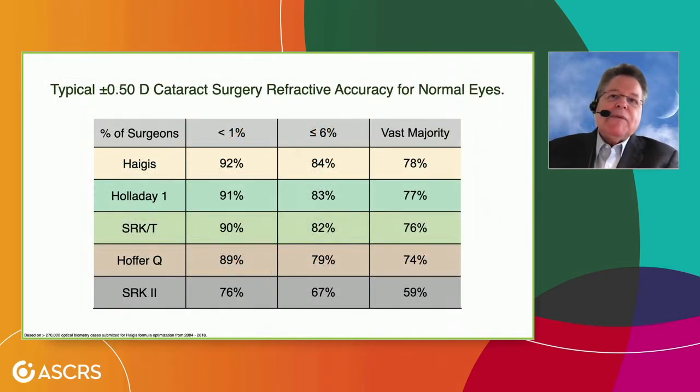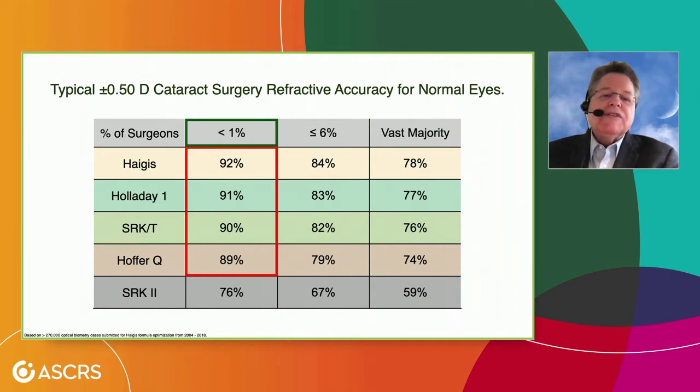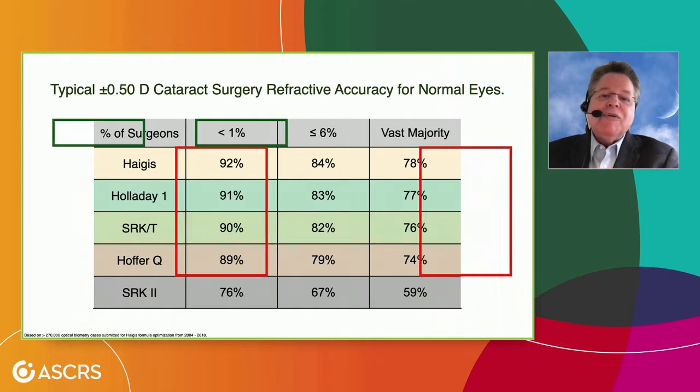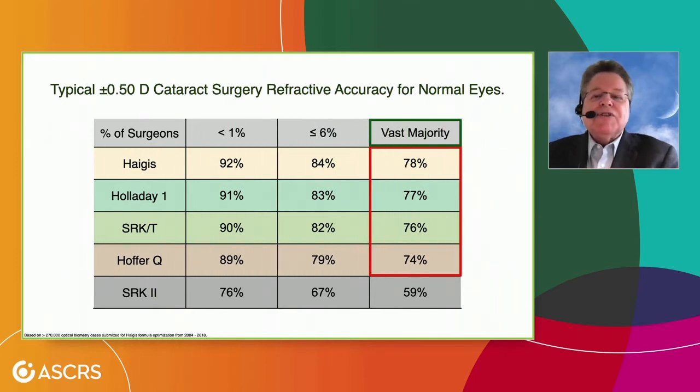And from the Haigis formula optimization database, which is now approaching 300,000 cases, what we found is that for people who use the more traditional formulas, really less than 1% are at 92% within half a diopter. And I can tell you, each one of these physicians, I mean, there are very, very few of them. At 84%, that's the next level. It's about 6% of surgeons. And really, the vast majority of surgeons are around 78%.